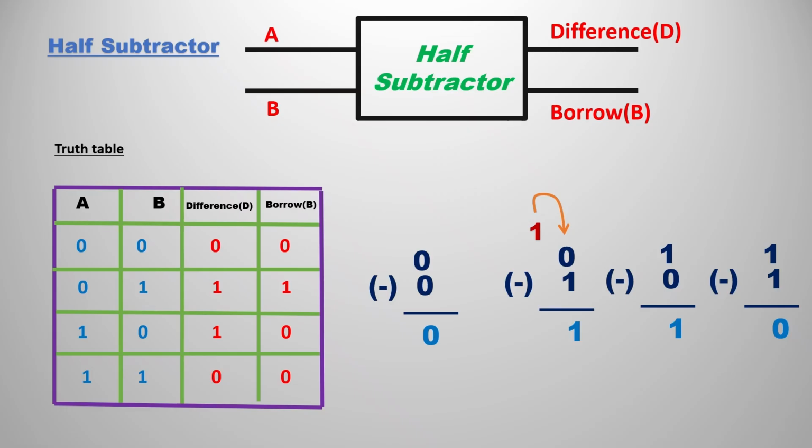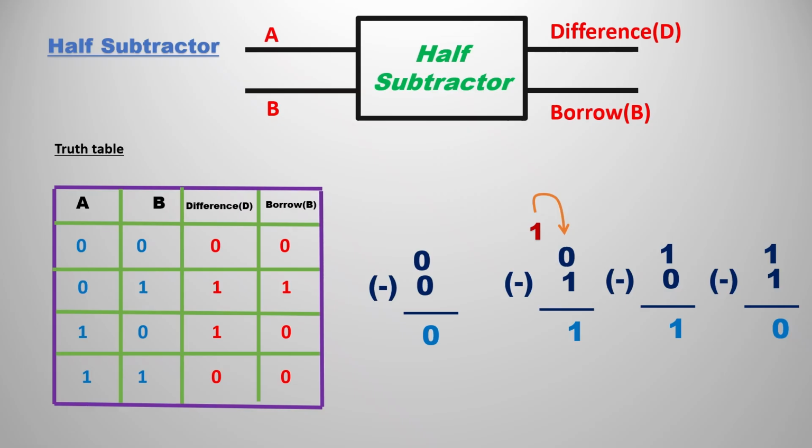What is subtraction? If you subtract 0 minus 0, we get 0. For 0 minus 1, as in normal math we will take a borrow. Here also we are going to take a borrow, so after taking the borrow it becomes 2. So 2 minus 1 is 1. Then 1 minus 0 is 1, and 1 minus 1 is 0. According to that, I am filling in the table itself.